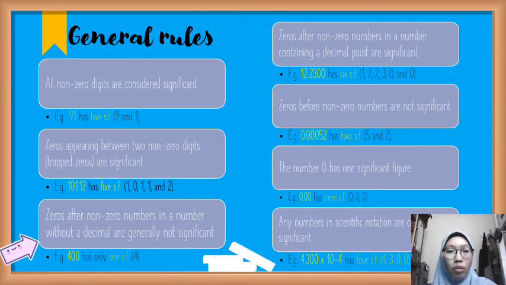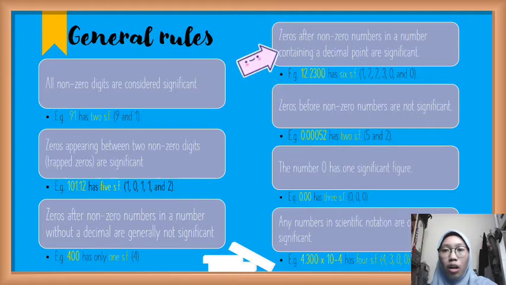The third rule: zeros after non-zero numbers in a number without a decimal are generally not significant. Look at the example 400. 400 has only one significant figure, which is 4, because the two zeros are not significant and this number does not have any decimal. So we just count these two zeros as not significant. The fourth rule: zeros after non-zero numbers in a number containing a decimal point are significant. Look at the example.